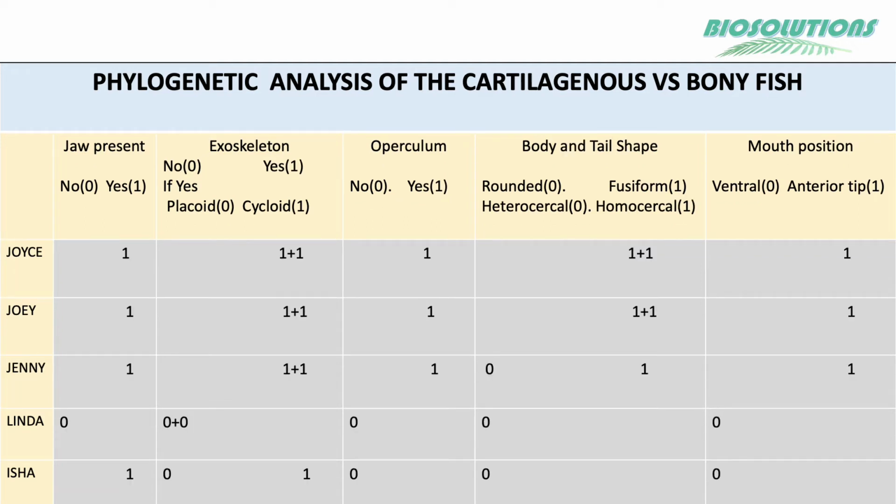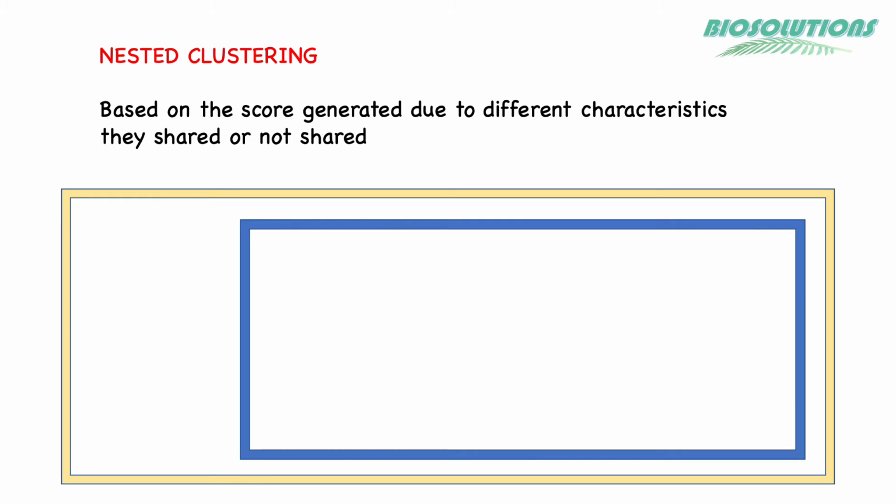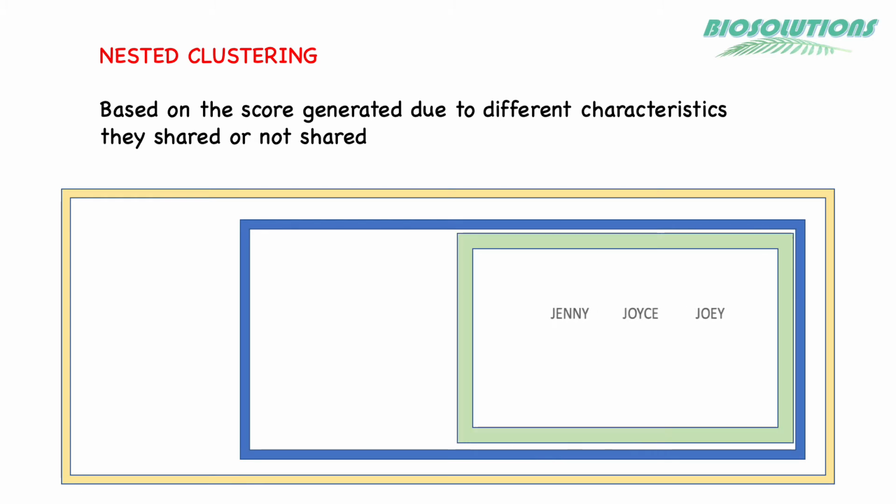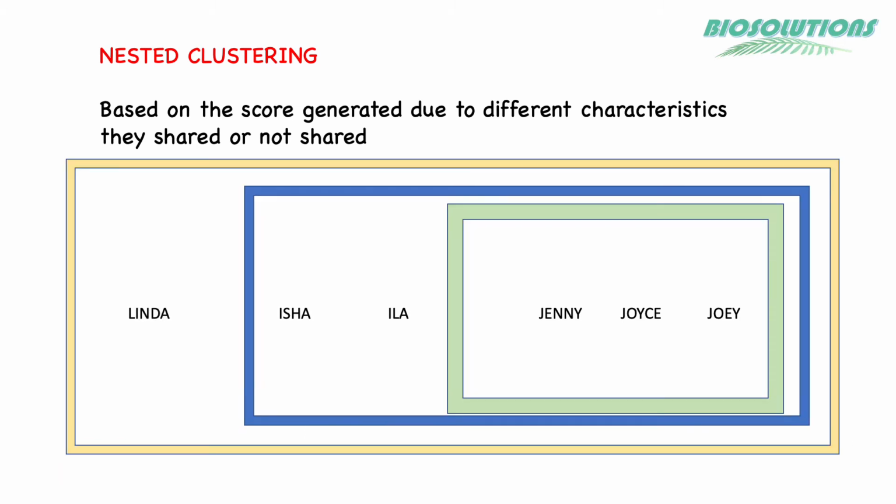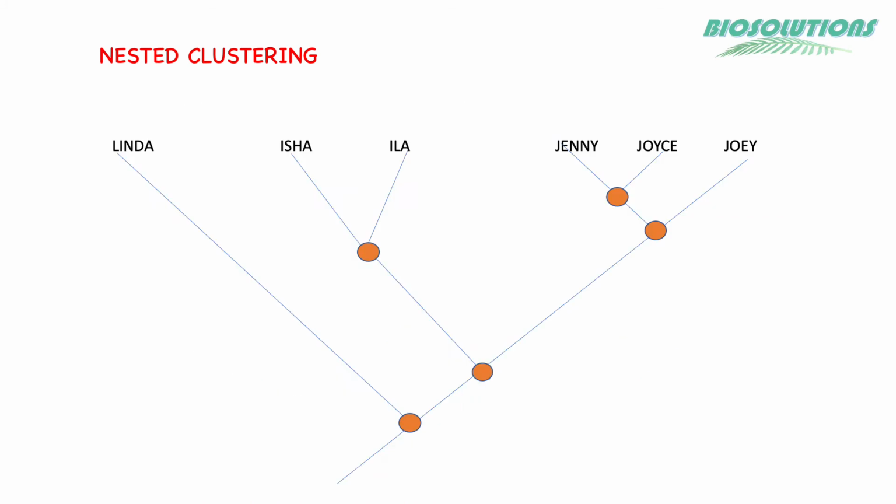Now, based on the scores generated, we will place them next to each other, a process called nested clustering. Then connect the neighbors using lines which look like the branches of a tree. And here is the phylogenetic tree of 6 different fish based on their certain morphological features. Jenny, Joyce, and Joey belong to Osteichthyes or true bony fish group. Ela and Isha belong to Chondrichthyes group, and Linda was Agnatha with no jaws and no scales.